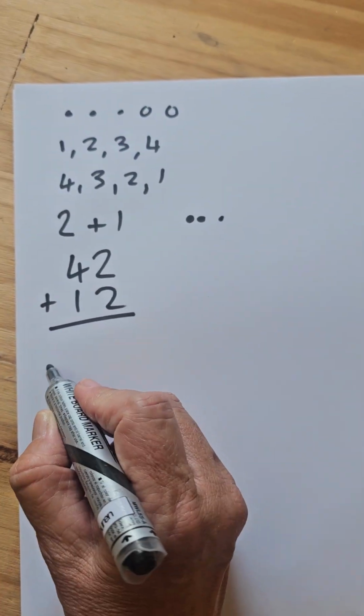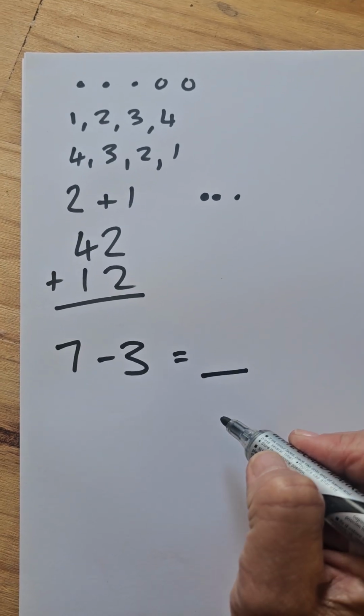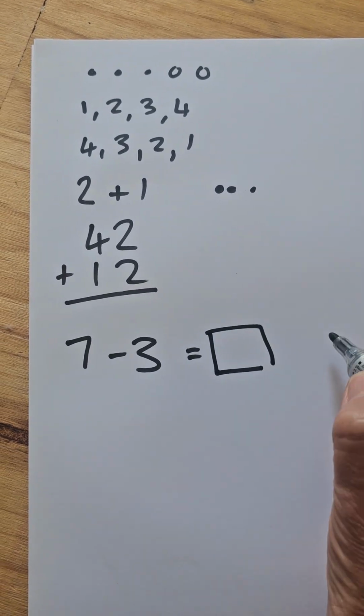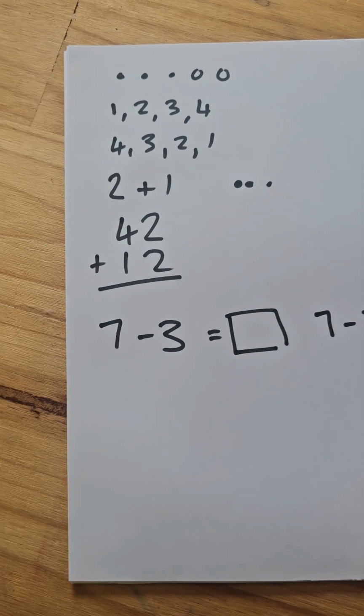Now we've got maths that is going down. We're going to do subtraction. 7 minus 3 equals, right? At the moment it could be a line or a square. As they get older, it will be 7 minus 3 equals x. Now that's where it comes from.